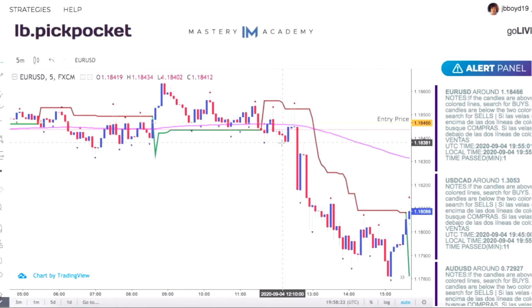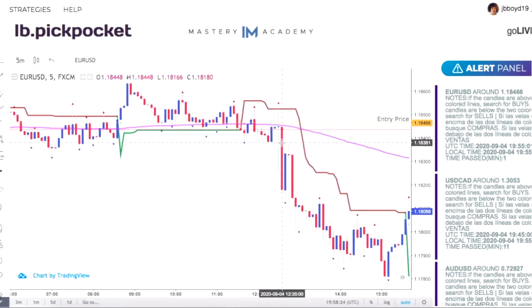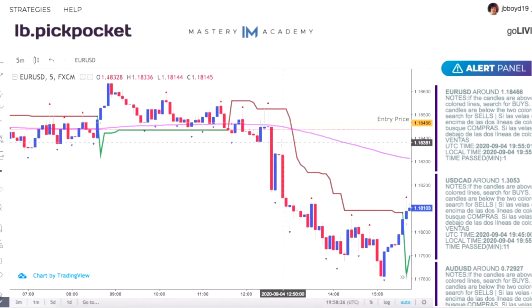Now, first of all, you need to understand there are 3 indicators on the pickpocket strategy that we utilize in combination together. The first is this line here, indicated by this burgundy line, which when it is above the candles is burgundy, and when the line crosses down below the price or below all of these candles, it turns green.